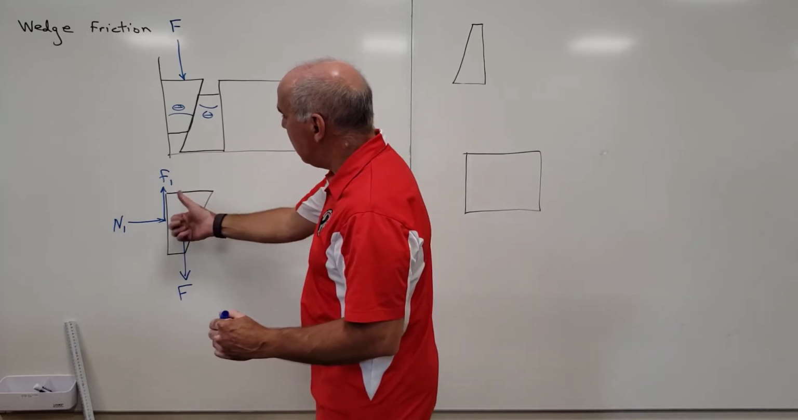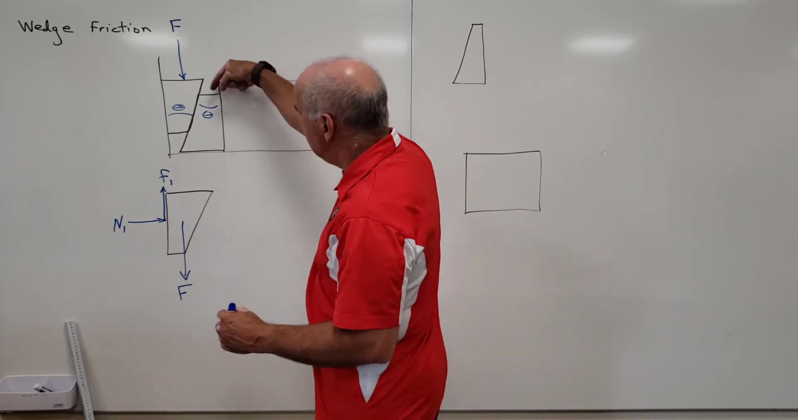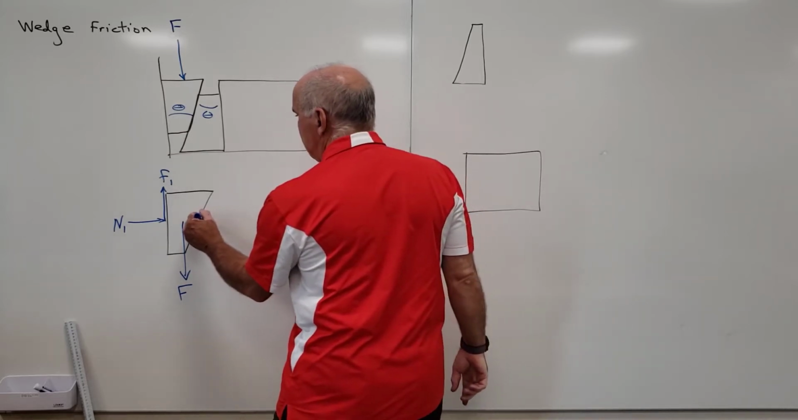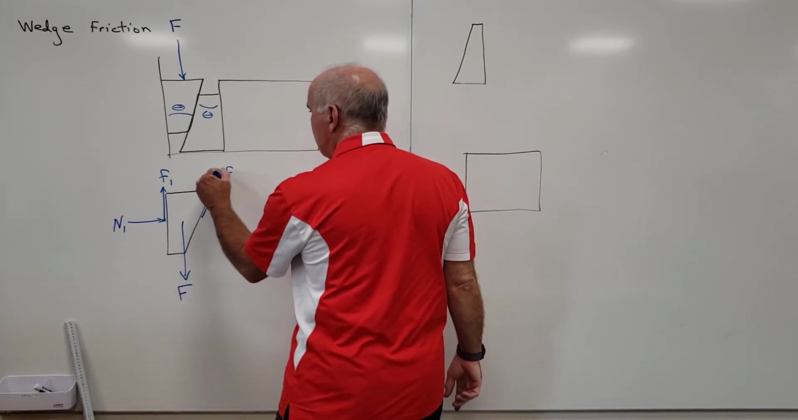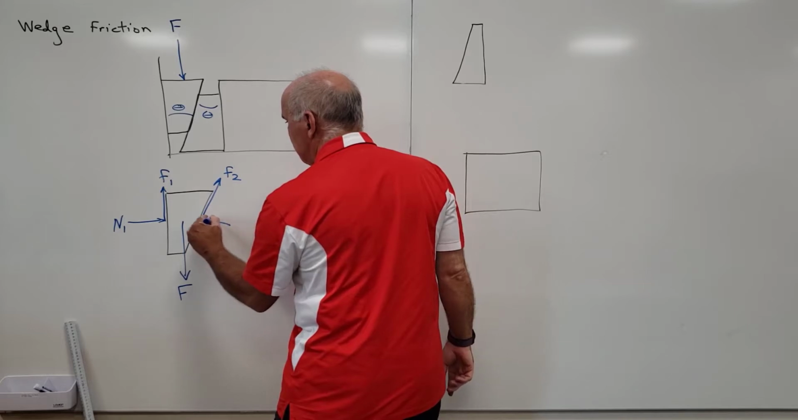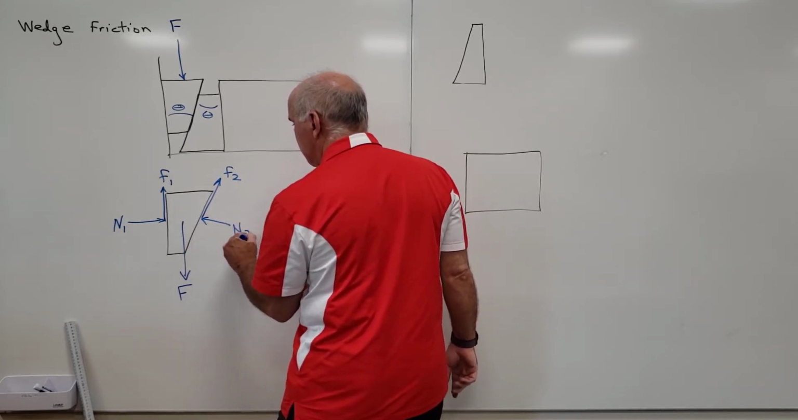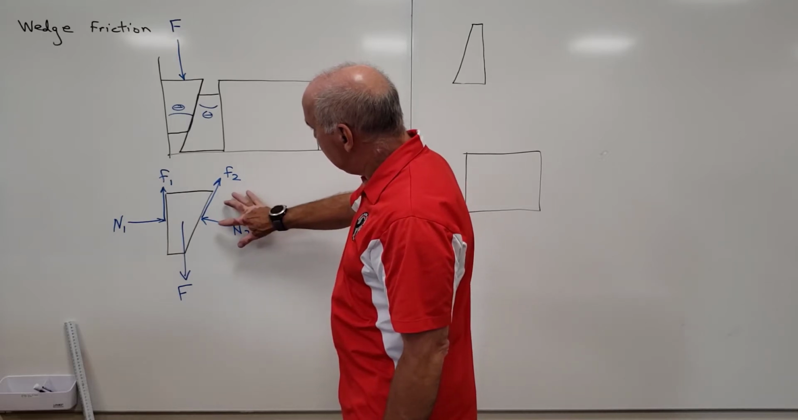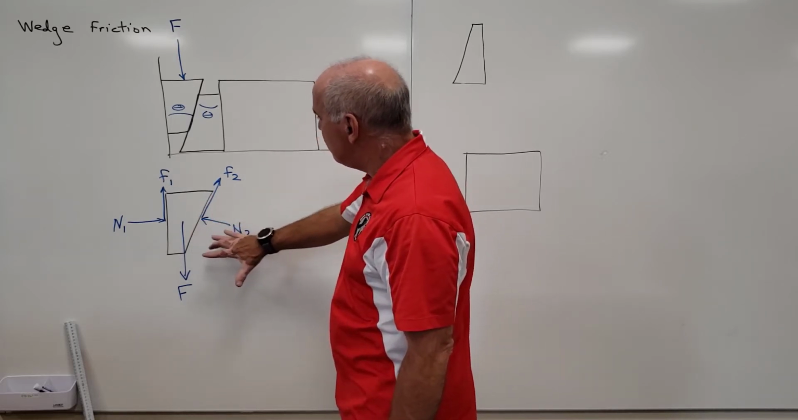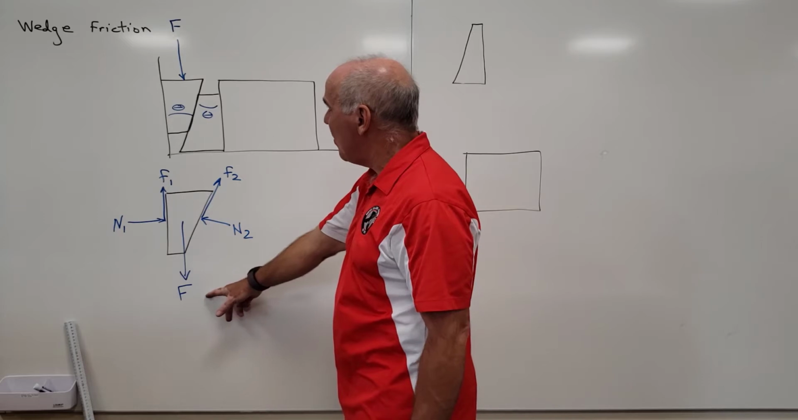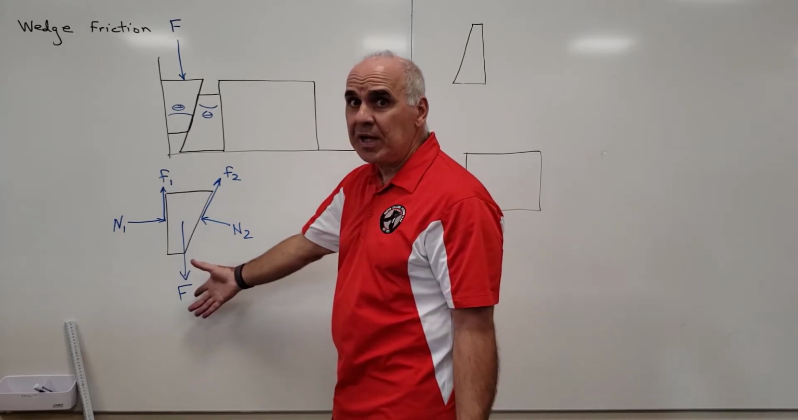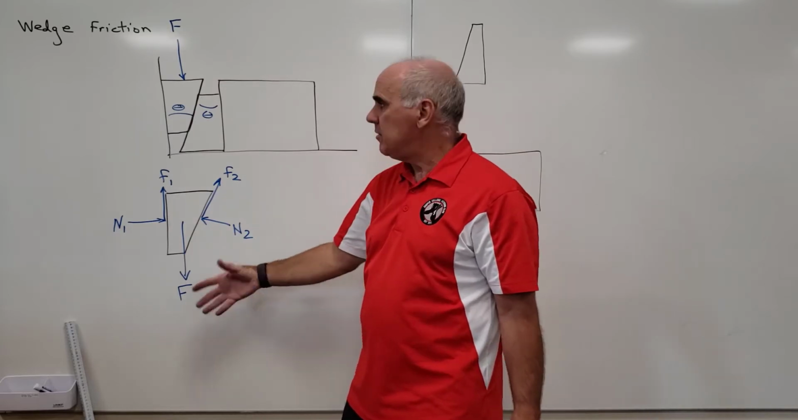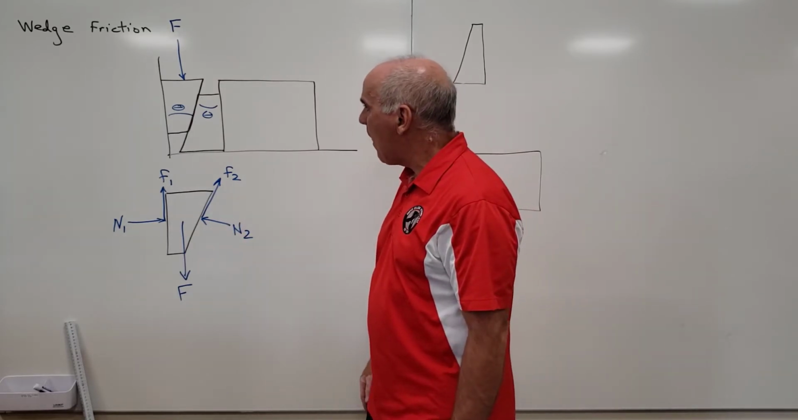That's trying to slide down, so the frictional force is going to be up. It's trying to slide down and to the left here, so there's going to be another frictional force here. I'm going to call that F2. There's going to be another normal force here. I'm going to call that N2. And I think that's it. If I ignore the weight, we could put the weight in here with F if you so desire. Just F would be the applied force plus whatever the weight, but kind of leave that alone.